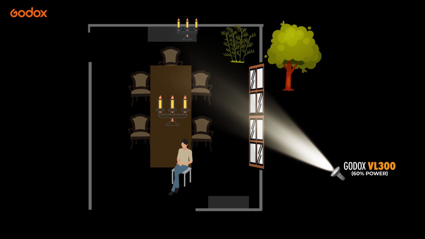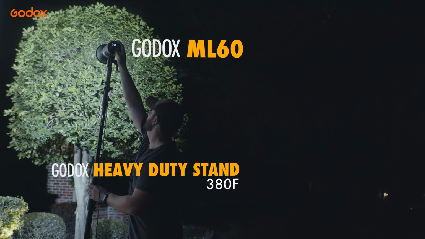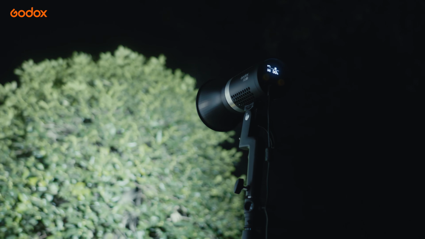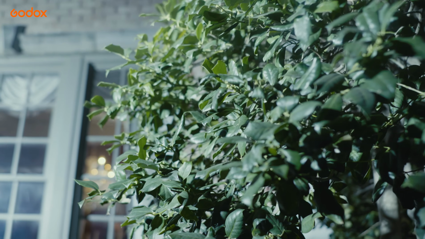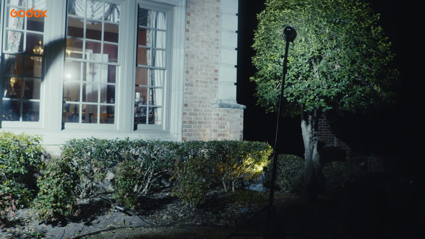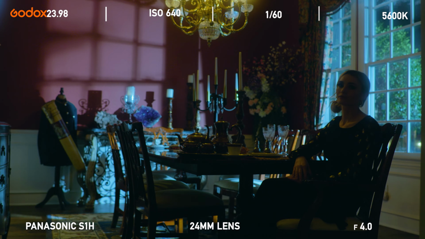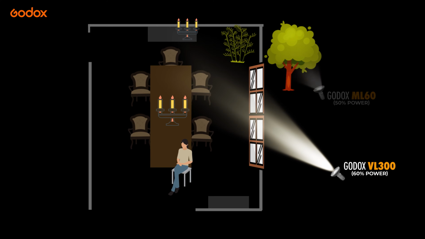The next light was also outside. I placed a Godox ML60 high up and pointed it directly at the tree. This allows for a bit of color contrast by illuminating the green from the tree and helps balance the scene behind the subject. This light was set at 50% power.